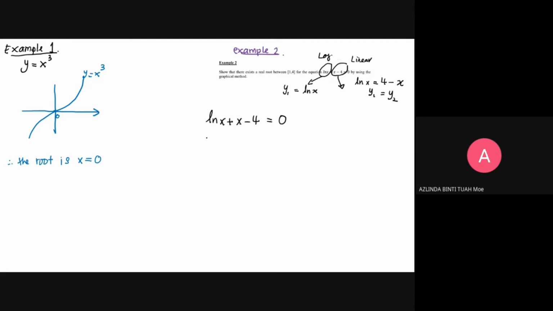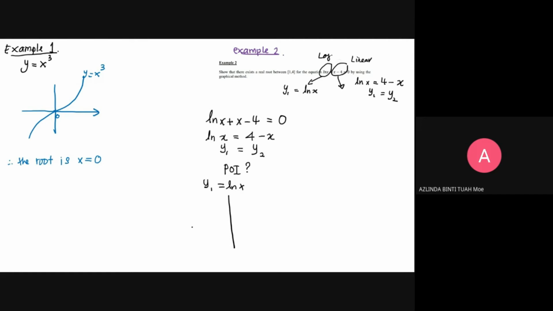So to be clear, separate both functions first. Log on one side, the second function, linear, on the right hand side. So you can see it is actually equating y1 equals to y2. Why do we equate y1 with y2? Because if there are two functions, we are going to find the point of intersection, the x coordinate of the point of intersection.